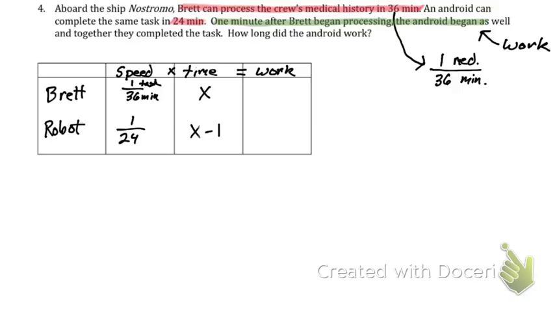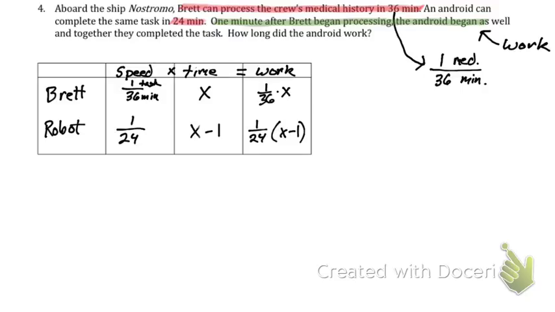All right. Now this is an equation, so we can actually get this work total done on this column. So for work, we're going to have 1 over 36 times X. And for the bottom row, we're going to have 1 over 24 times X minus 1.